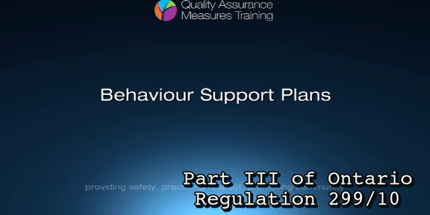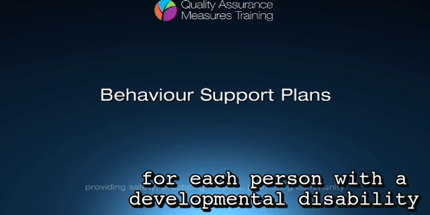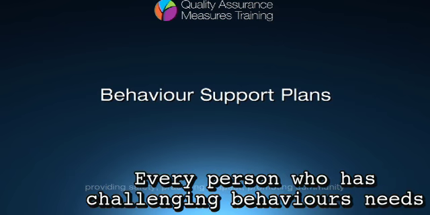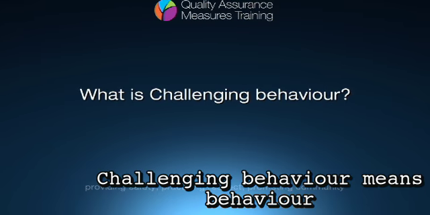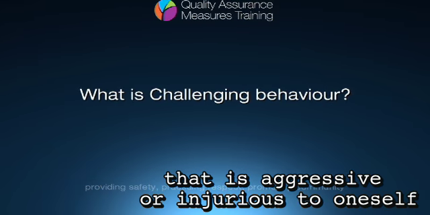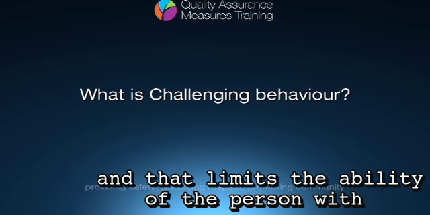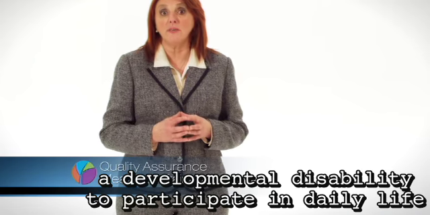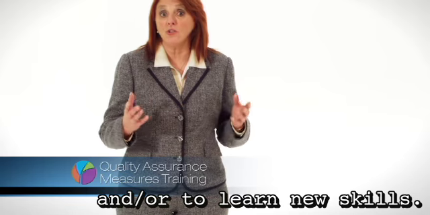Part 3 of Ontario Regulation 299/10 states that a behavior support plan be developed for each person with a developmental disability who has challenging behavior. Every person who has challenging behaviors needs to have a behavior support plan. Challenging behavior means behavior that is aggressive or injurious to oneself or to others, or that causes property damage, or both, and that limits the ability of the person with a developmental disability to participate in daily life activities or in the community, and/or to learn new skills.